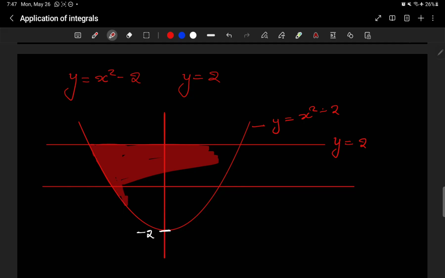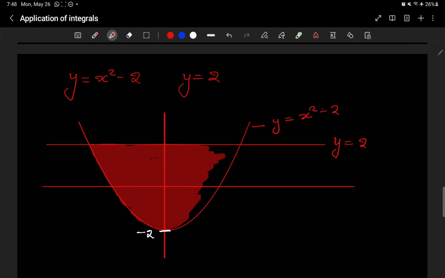Okay, let's just shade it so that we know what we are working with. Okay, so this is the space we're trying to sort out.